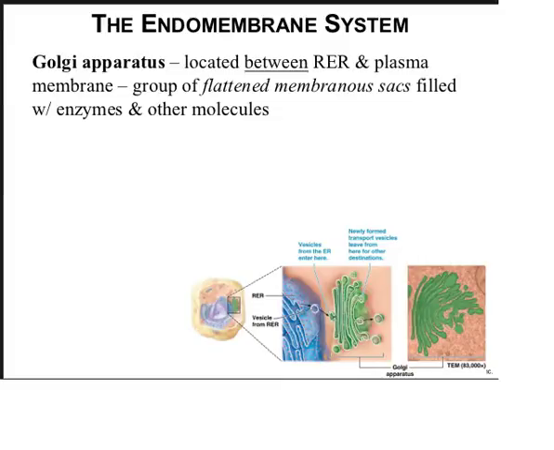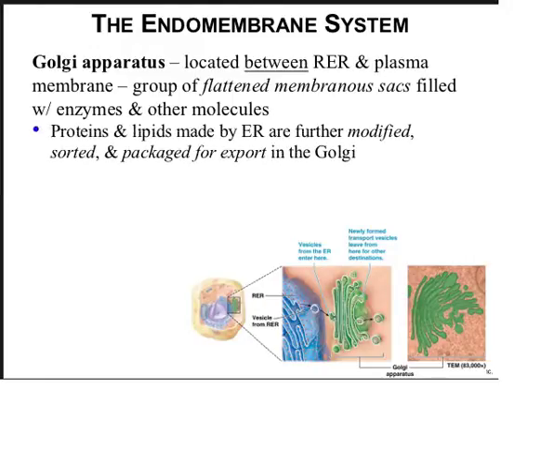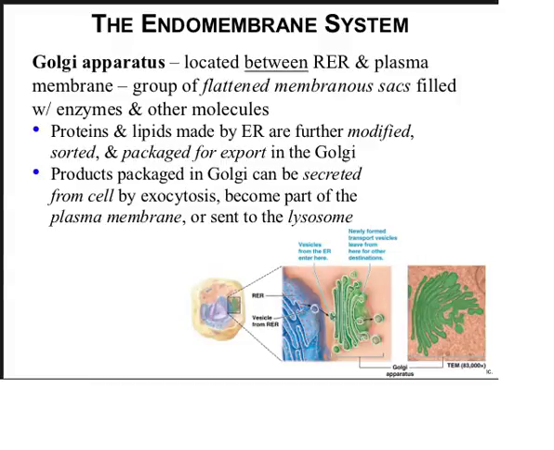The Golgi apparatus is located between the rough ER and the plasma membrane, and it's a group of flattened membranous sacs filled with the enzymes that are required to label the proteins that come into it from the rough ER, as well as other molecules. Proteins and lipids made by the endoplasmic reticulum are modified, sorted, and packaged for export by the Golgi apparatus. Products packaged in the Golgi can be secreted from the cell by exocytosis or become part of the plasma membrane or be sent to the lysosomes for recycling.